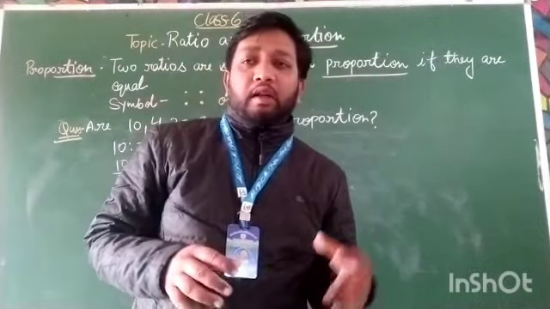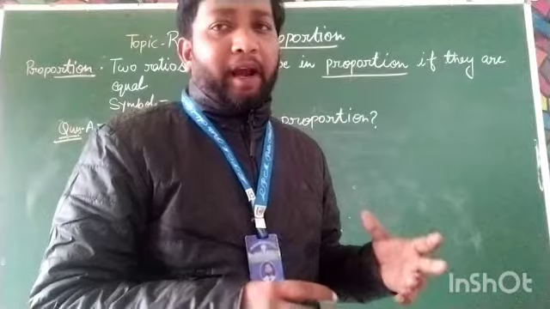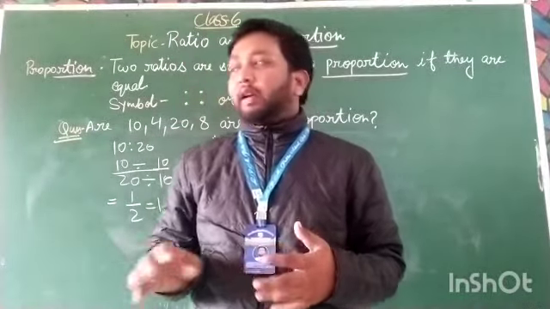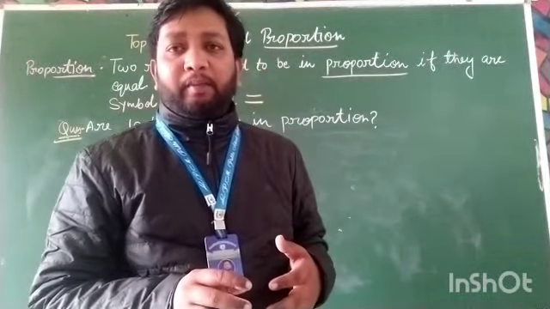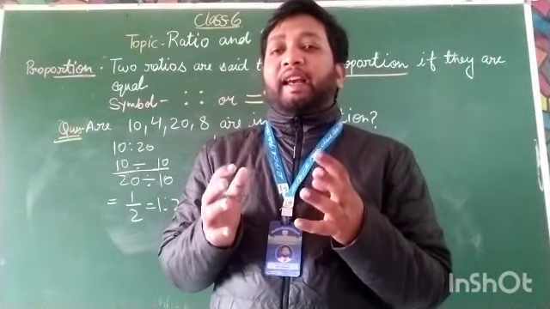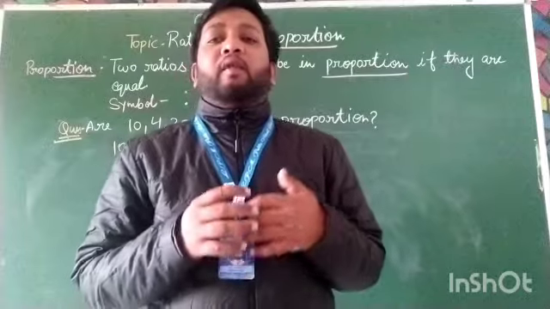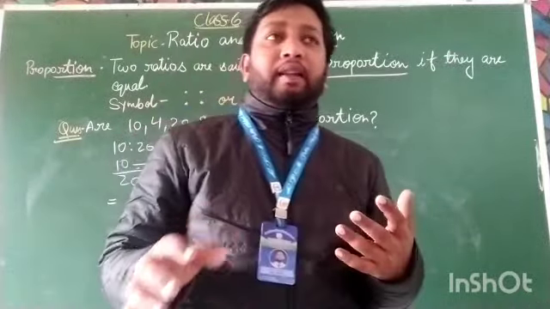Now moving on, we will see what the terms are while writing a ratio. There are two terms in a ratio, the first term and the second term. The first term is known as the antecedent and the second term is known as the consequent. But in proportion there are 4 numbers, so we can say that there are 4 terms. What are they? Let's see.